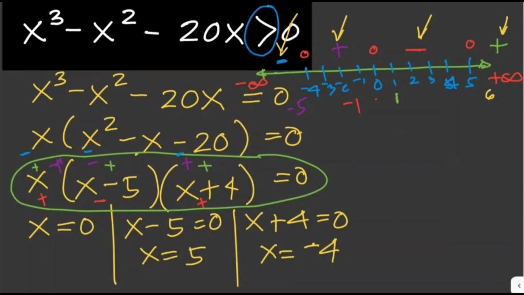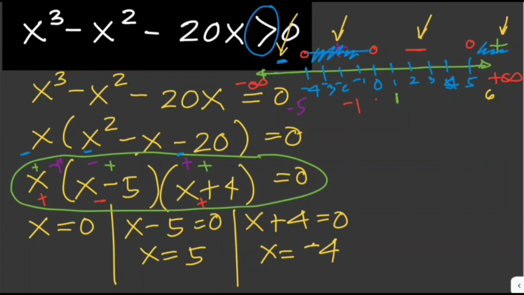Since the inequality is greater than, we are interested in those points that are positive or greater than 0. So those regions that are positive are the regions between negative 4 and 0, and then 5 and infinity.